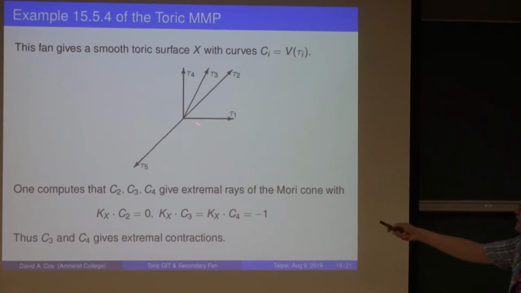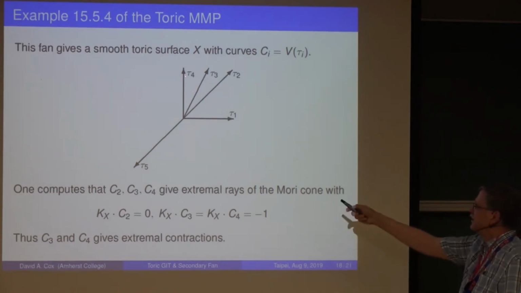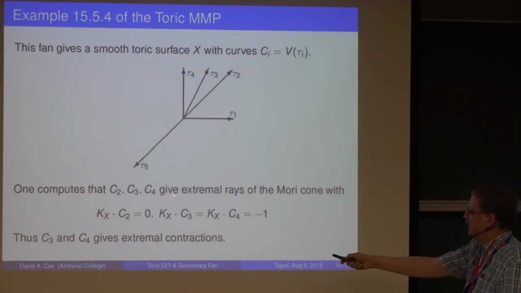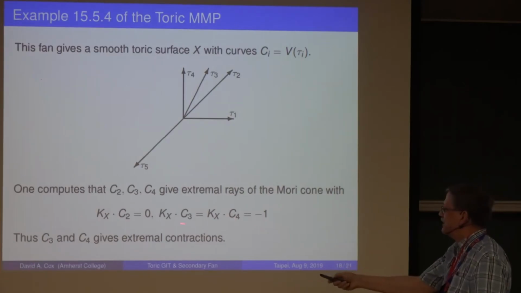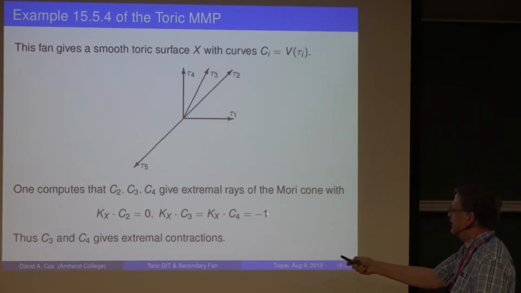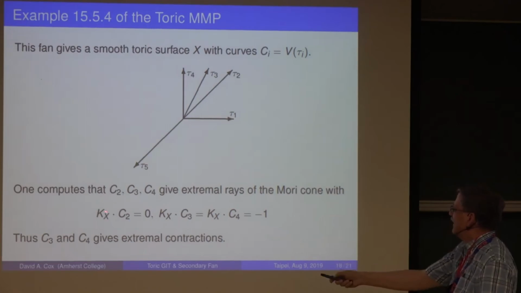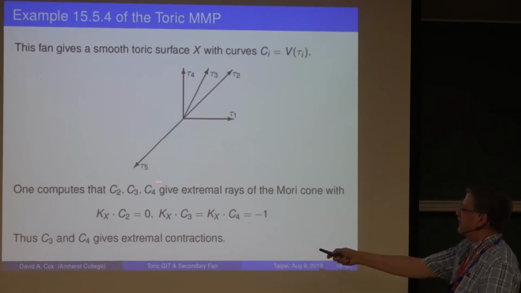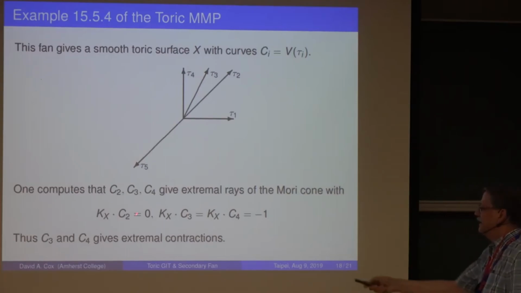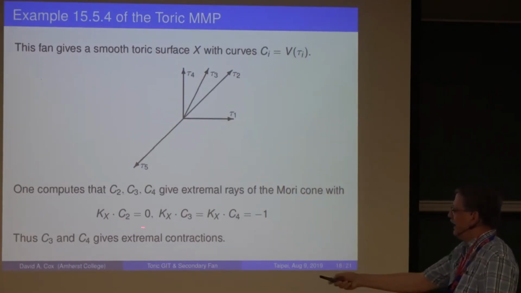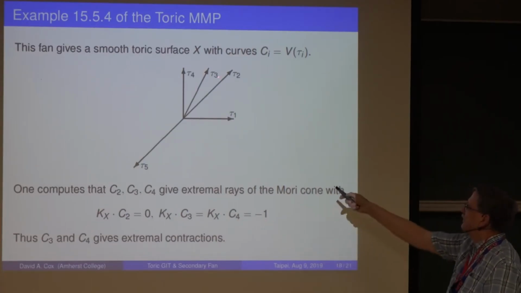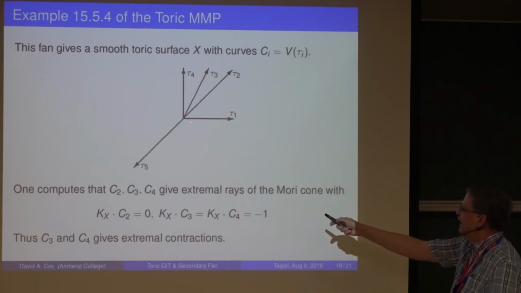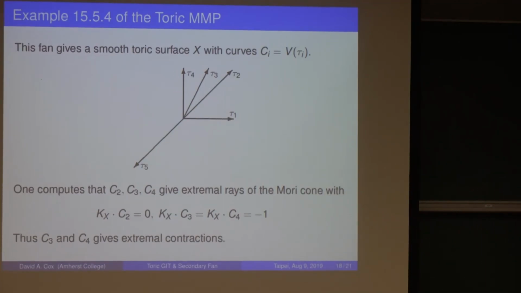So here's a nice fan that gives a smooth toric surface, and it turns out that each of these walls gives a curve, and you can do the calculations very easily. It turns out that we have some extremal rays of the Mori cone, and one hits with 0 and the other two hit with -1. So I can use basically either this one or that one to get an extremal contraction.